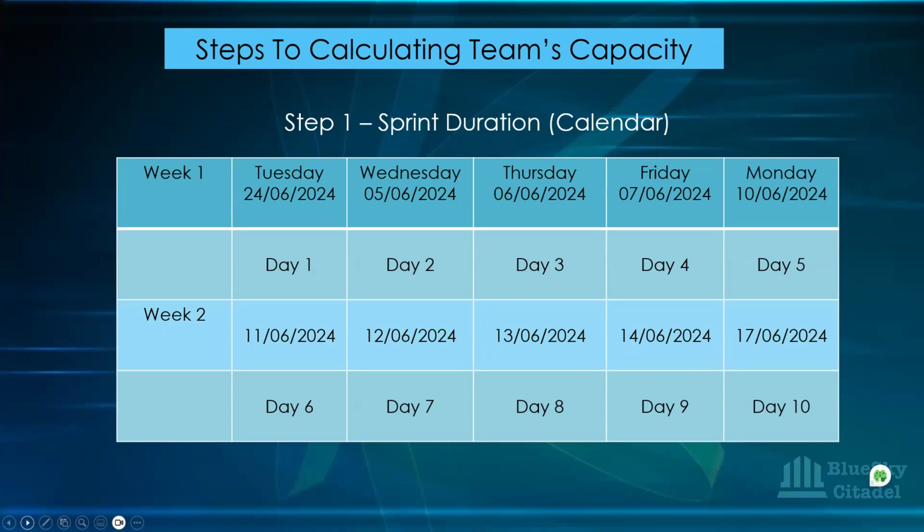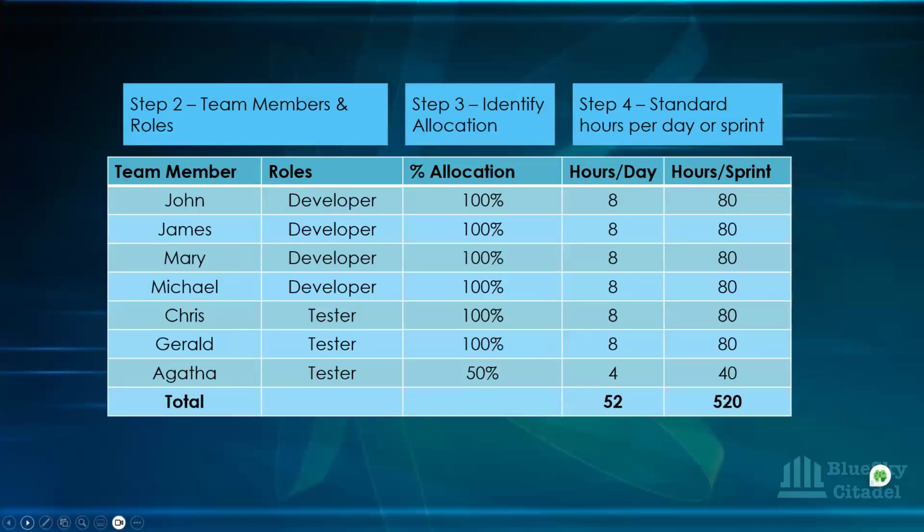So this is the first thing you need to do. What is our team sprint duration on the calendar? This sprint we're going into, what is the duration on the calendar? So that's the first step for you to know. And then the second step would be for you to also list out your team members' roles, the team members and their roles.